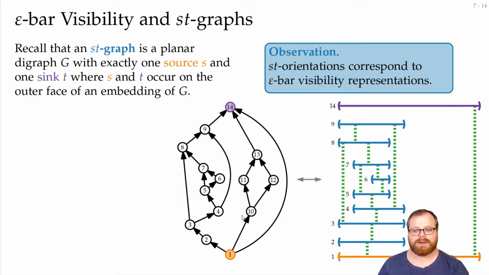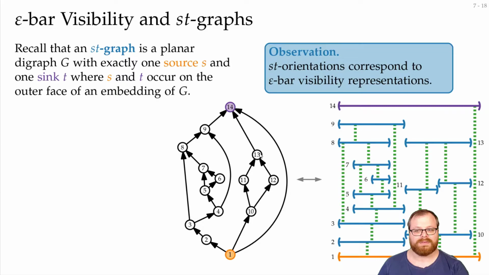And we do the same thing on the right. We left some space for 10, so we place it here. We have 2 neighbors, 11 and 12, so we place them next to each other. And we place number 13 above. And then of course we still have these 2 visibilities here. So if we have an ST graph, then it's quite easy to get such a representation.